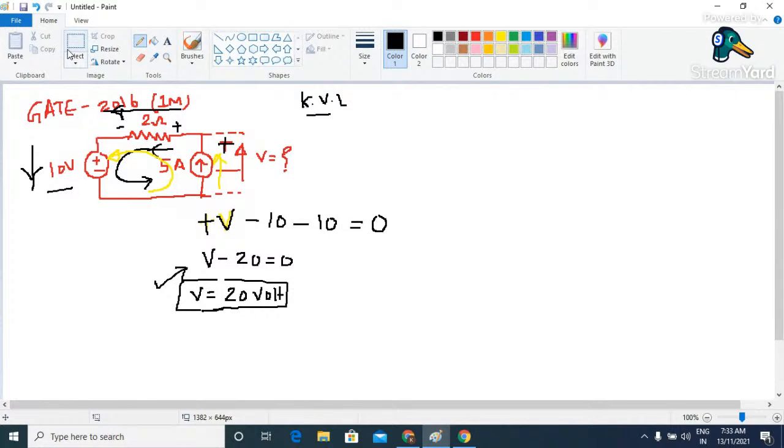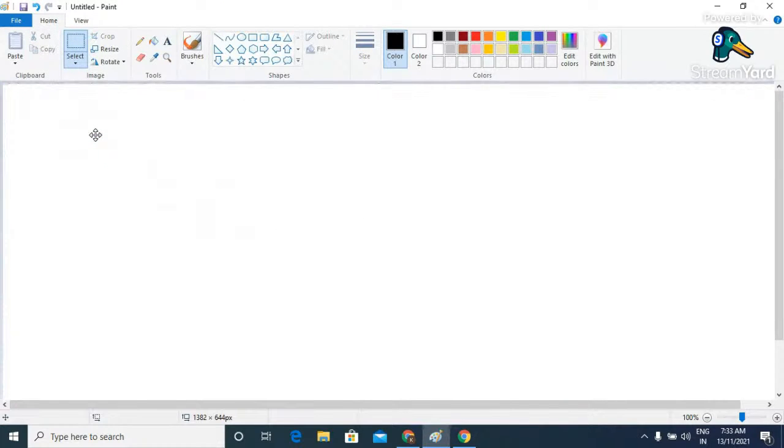Now let us try to solve one more numerical, again from a previous year GATE. This numerical was asked in GATE 2015 for 1 mark, and let us see whether you are capable of solving this numerical or not. And the structure of the numerical is something like this.